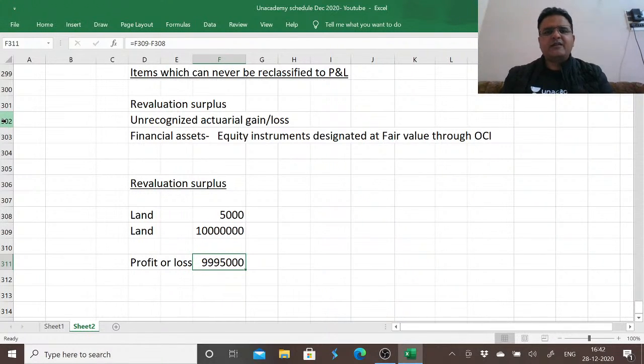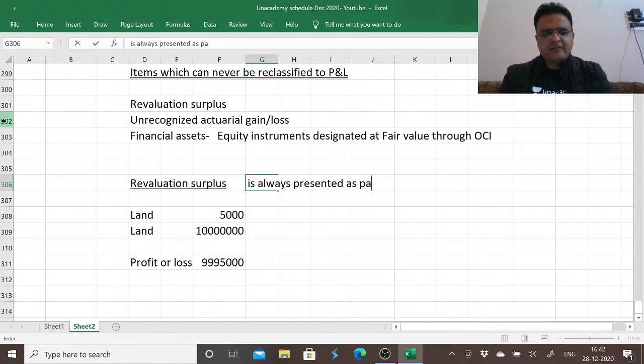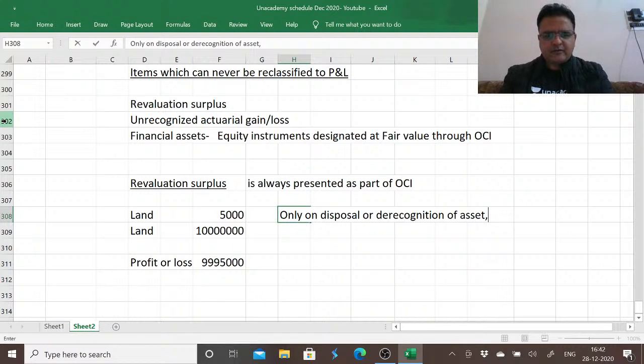And even if we route it through P&L, that will also not be a good idea, to inflate our profits immediately. So what do you think? What shall be done? The easy way out is that the revaluation surplus is always presented as part of OCI. The other option given is that only on disposal or derecognition of the asset it is reclassified directly to equity.